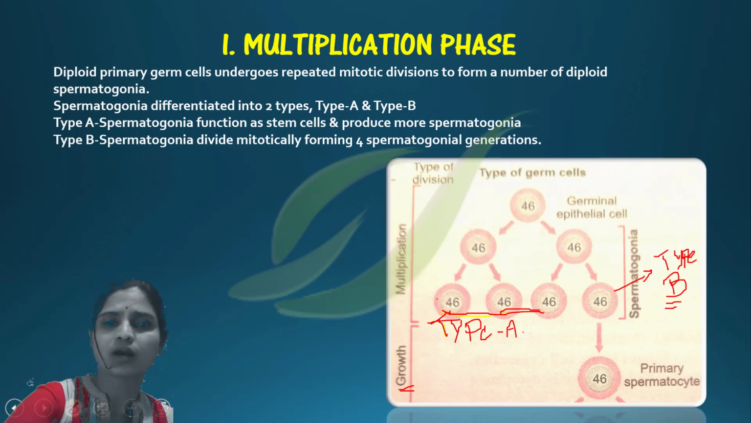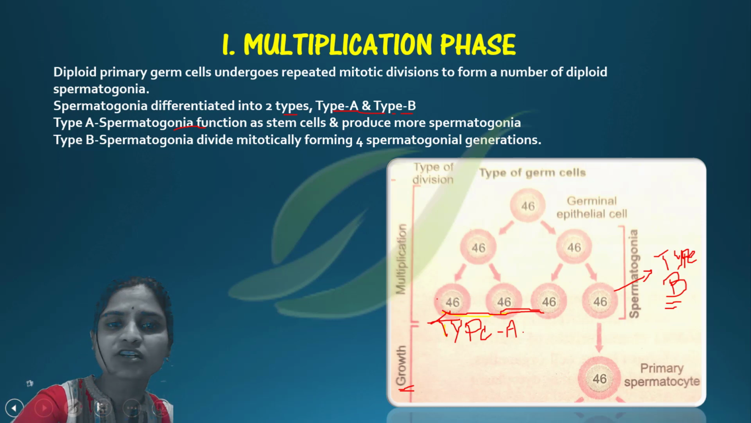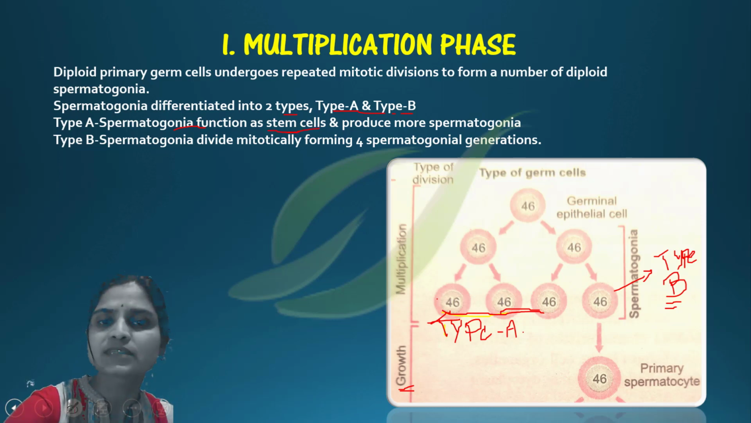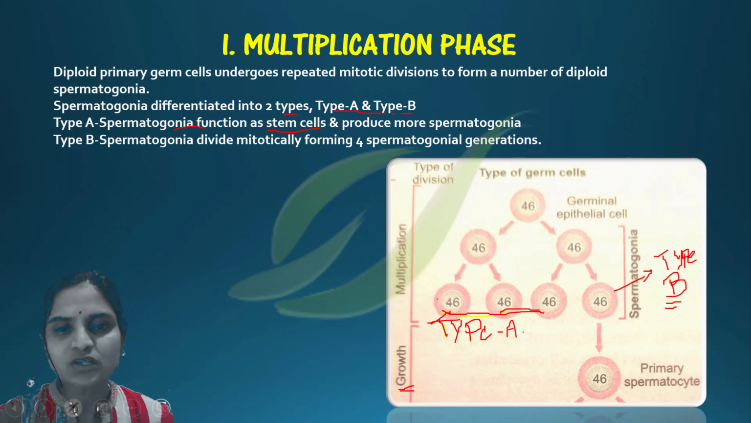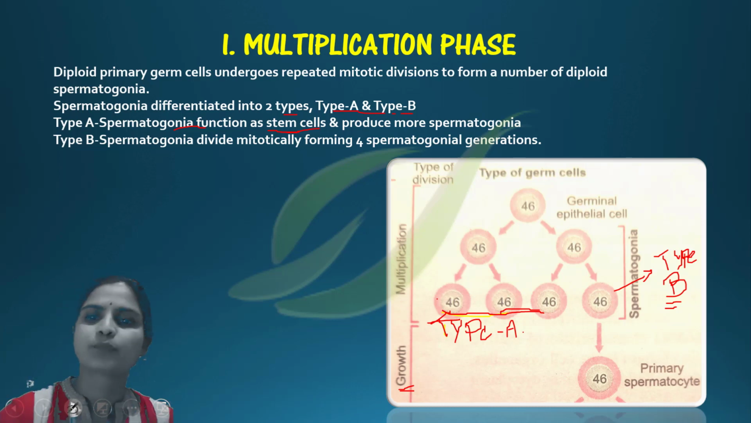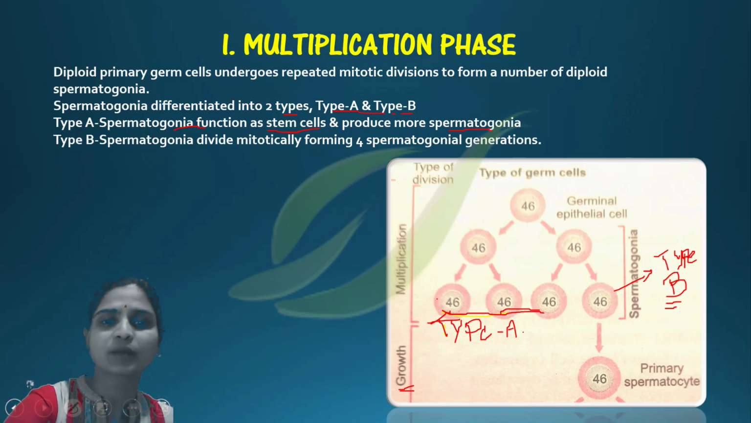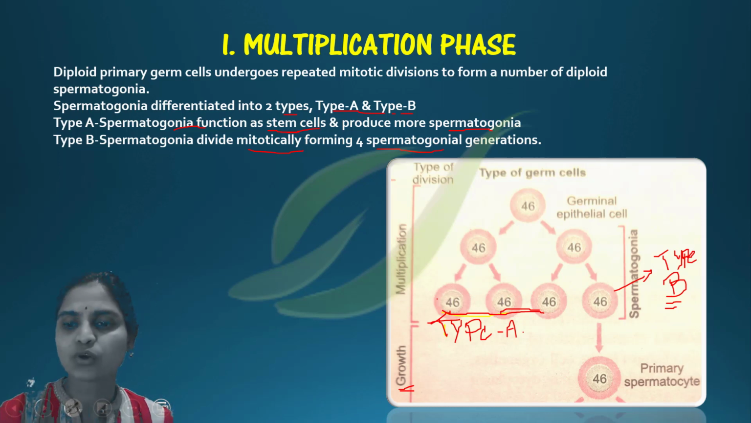Whatever spermatogonia is present, it is of two types: type A spermatogonia and type B spermatogonia. Type A spermatogonia functions as a stem cell. Stem cell means it undergoes multiplication where it is going to produce again spermatogonia and produce more spermatogonia. Whereas type B spermatogonia again divide and produce 4 spermatogonial generations which later on enter into the growth phase.